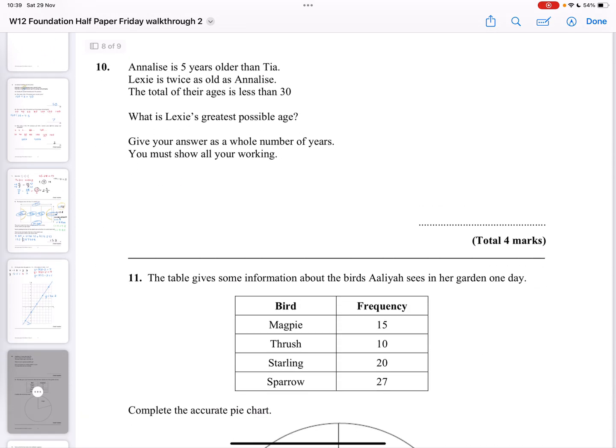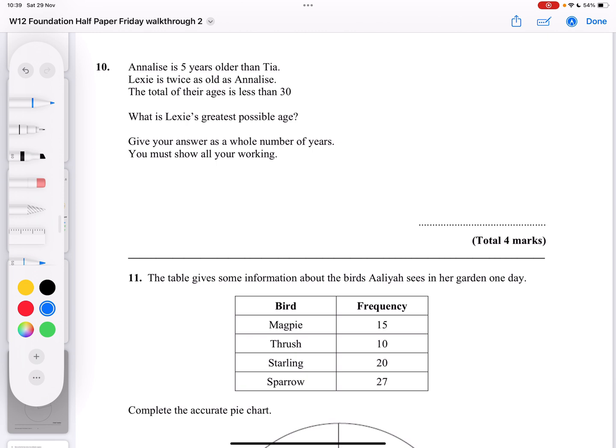Question 10, for 4 marks, we need to form an inequality. We've got Annalise is 5 years older than Tia, and Lexi is twice as old as Annalise. The total of their ages is less than 30. What is Lexi's greatest possible age? Give your answer as a whole number of years. You must show all of your working.